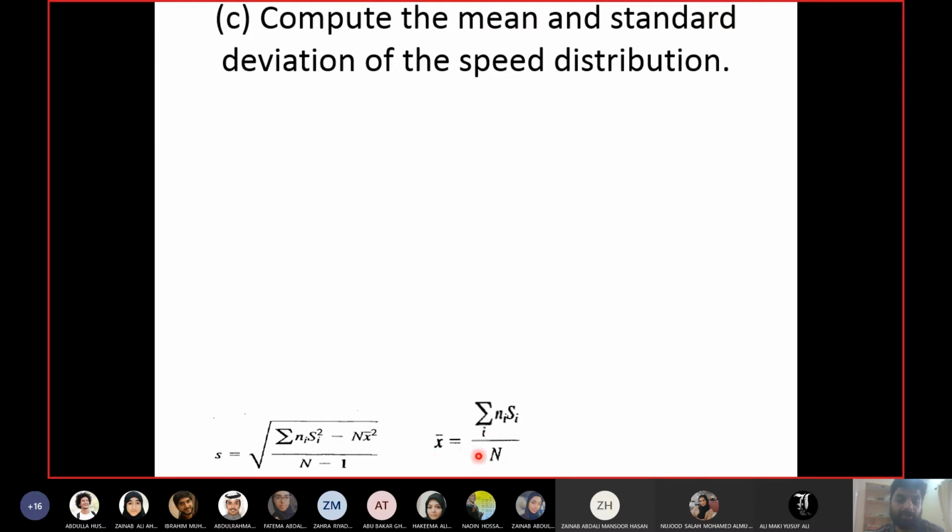Okay, we have already seen them earlier as well. So we need these things. For each speed group, I have to calculate n into s and n into s square. Okay, n is the number of values in each group and s is the middle speed.